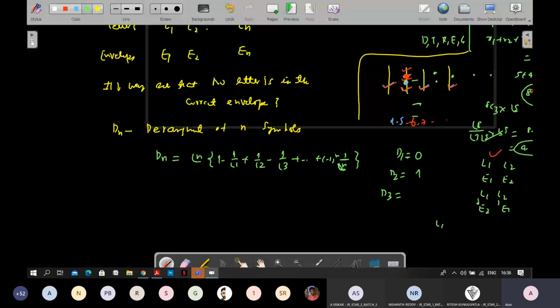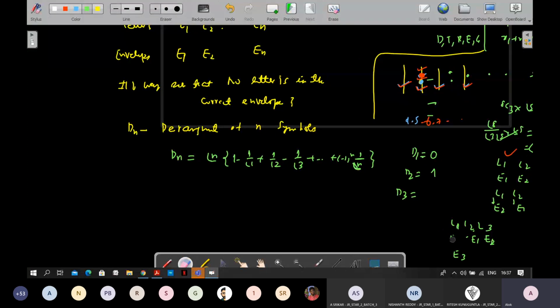D3, 3 letters and 3 envelopes. Things get interesting now. L1, L2, L3. L1 cannot go to E1, so L1 can go to E2 or E3. If L1 goes to E2, then L2 can go to E1 or E3, but L3 should not go to E3. So L3 can go to E2, no, E2 is already taken, man. So let me write this again.